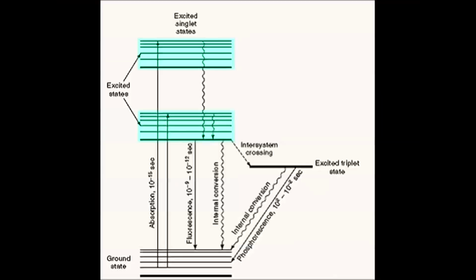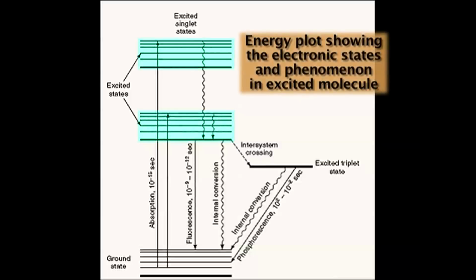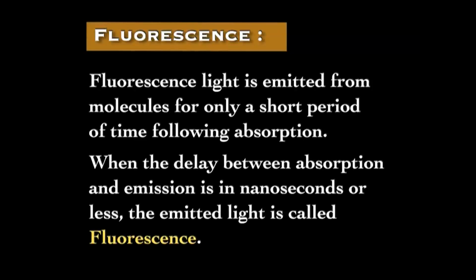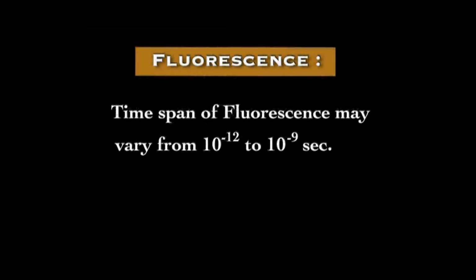A part of it is non-radiative, which is called vibrational relaxation, due to which it comes back to the lowest vibrational level in the excited state. Once it comes to the lowest vibrational level of the excited state, it will then come to the ground state. During this, it liberates a photon of energy, and this is known as fluorescence. Typically, the time span of fluorescence is 10 to the power minus 12 to 10 to the power minus 9 seconds.